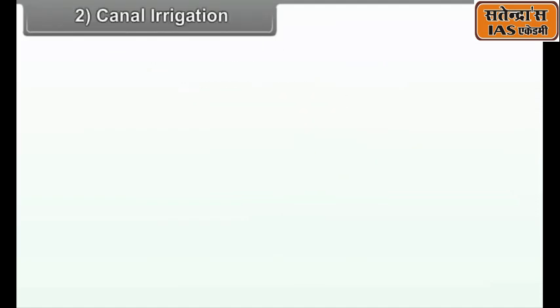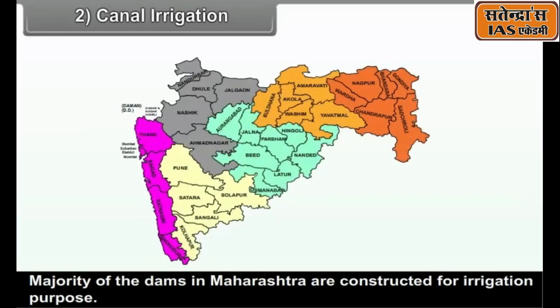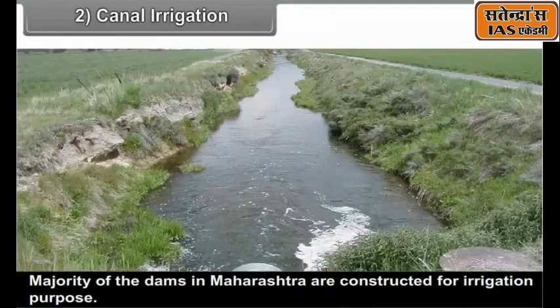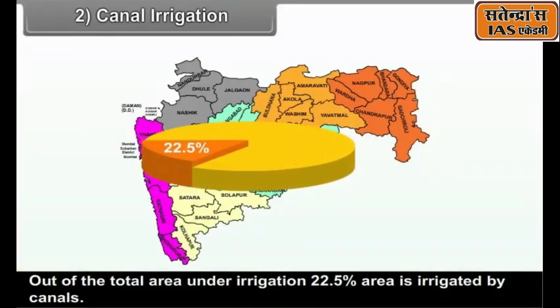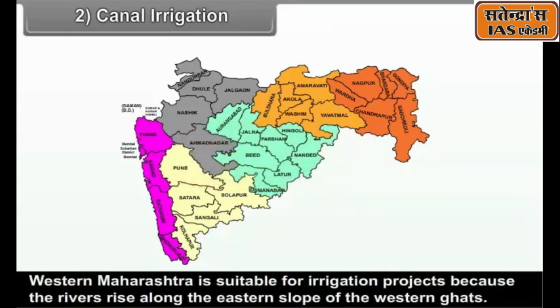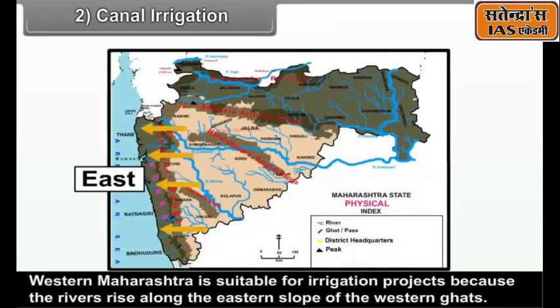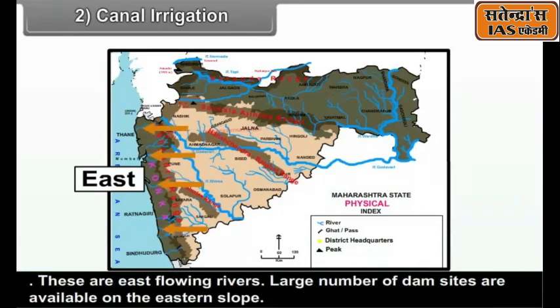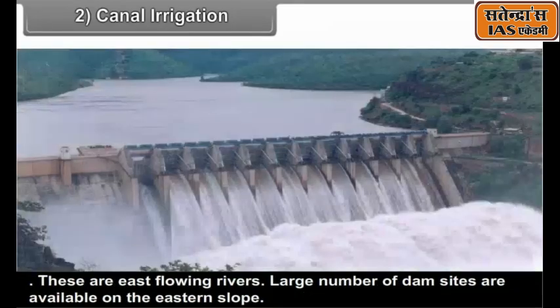Number 2. Canal irrigation. The majority of the dams in Maharashtra are constructed for irrigation purpose. Out of the total area under irrigation, 22.5% area is irrigated by canals. Western Maharashtra is suitable for irrigation projects because the rivers rise along the eastern slope of the Western Ghats. These are east-flowing rivers. A large number of dam sites are available on the eastern slope.